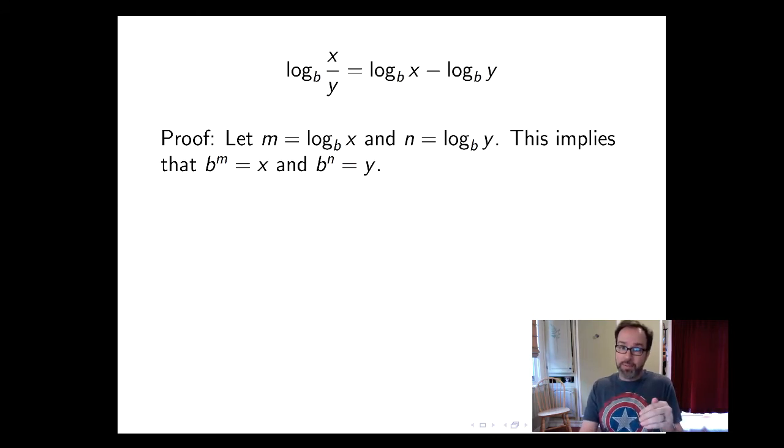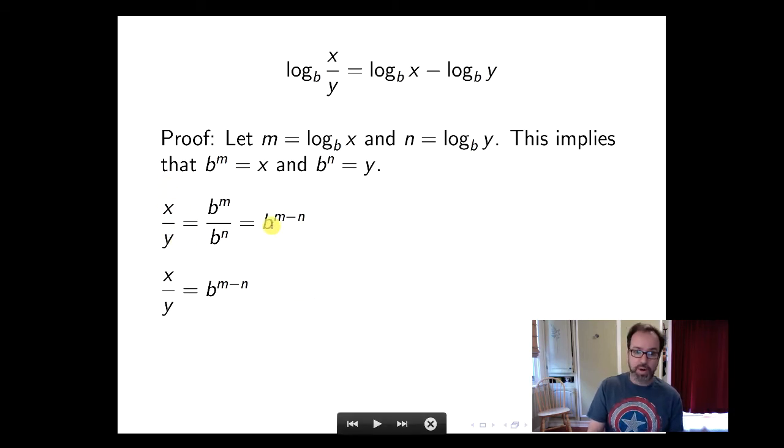And the next step in the previous proof was that I started with x times y. Now I'm going to start with x divided by y. And so I can substitute in those values. So x divided by y is going to be b to the m divided by b to the n. My algebra teacher taught me that if I am dividing two things that have the same base, then I subtract the exponents. So that's b to the m minus n, which I can rewrite as x divided by y is equal to b to the m minus n. And now this is in exponential form.